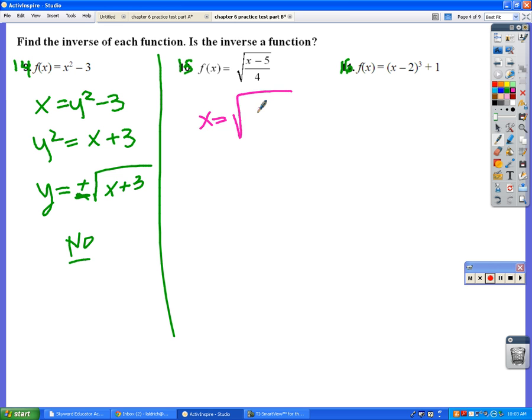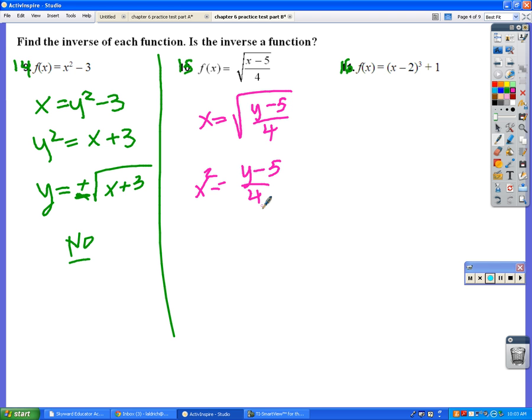Switch the x and the y. How do I get rid of that square root thing? Square both sides. So x squared equals y minus 5 over 4. Now times by 4.